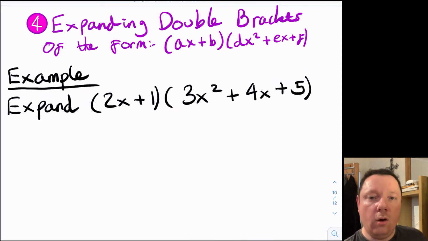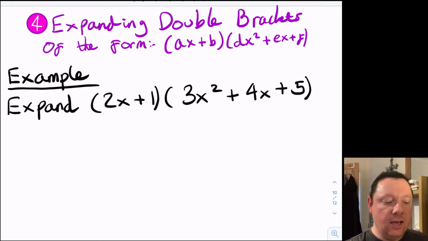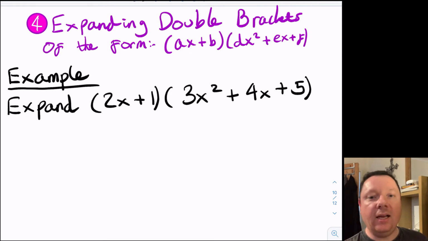Okay, the last thing I'm going to look at in this video is expanding double brackets of the form ax add b, dx squared plus ex plus f. What that's trying to say there in simple terms is one bracket has 2 things in it, and the other bracket has 3 things in it. So if you look at all the previous examples in this video, each bracket has always had exactly 2 things in it, and we've used a method to solve and expand them.